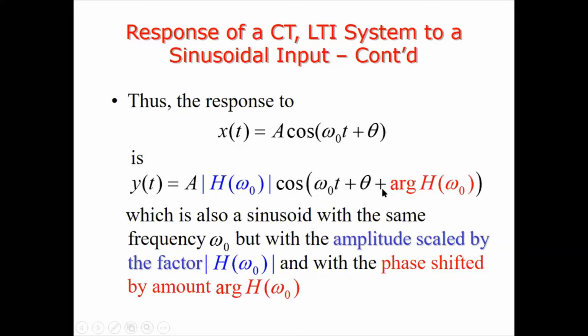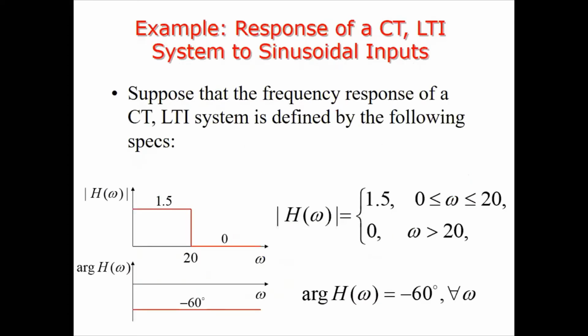Here it is written as plus argument H of omega naught, but in general it can be plus or minus argument H of omega naught. Okay. So the output is also a sinusoid with the same frequency omega naught, but with amplitude scaled by a factor of the magnitude of H of omega naught, and with the phase shifted by the amount of argument H of omega naught. Right, so that's it, guys. This is the interpretation with respect to your signals and systems concept.